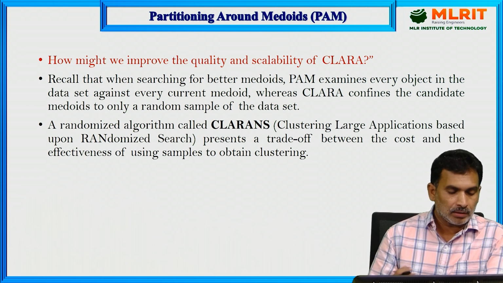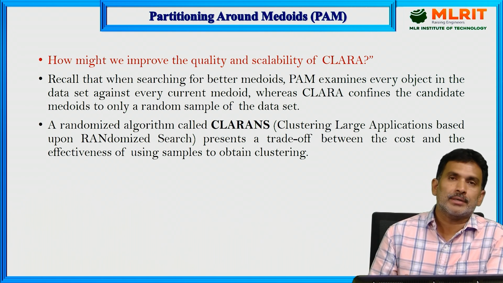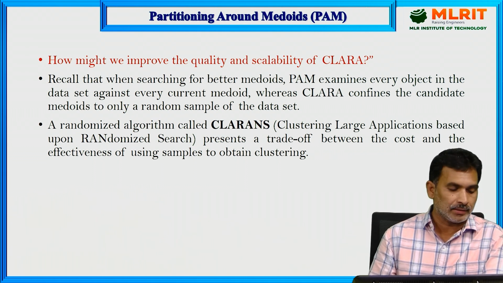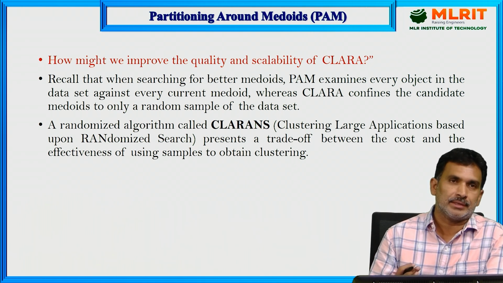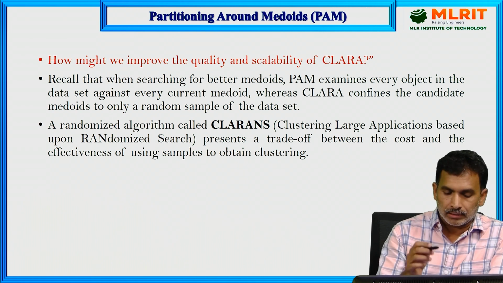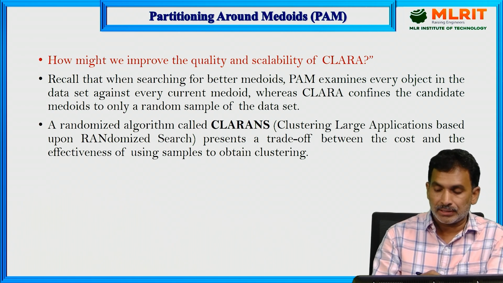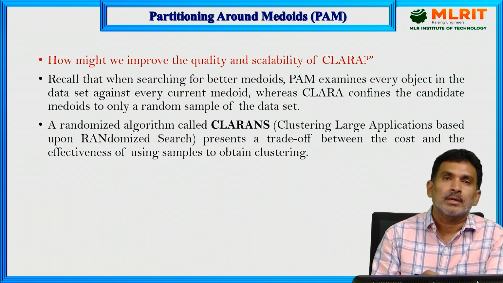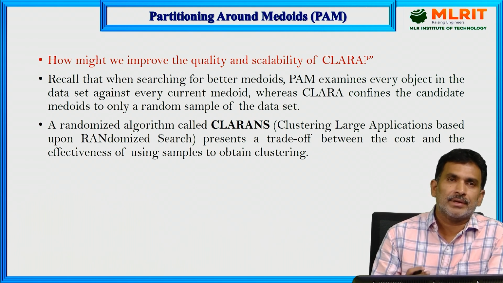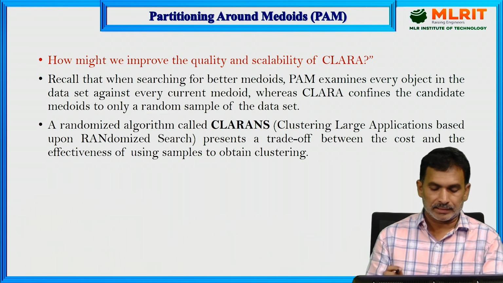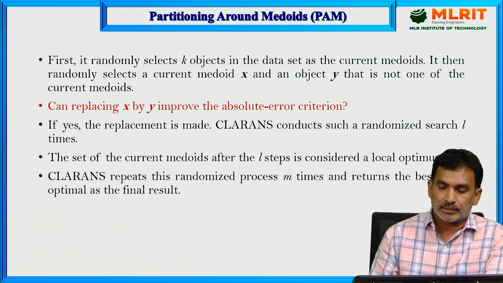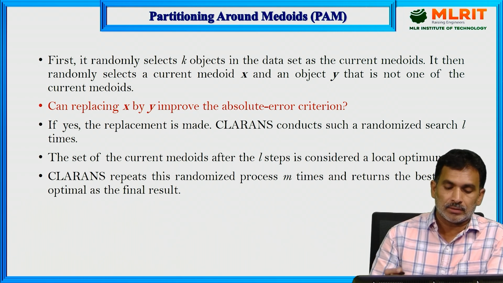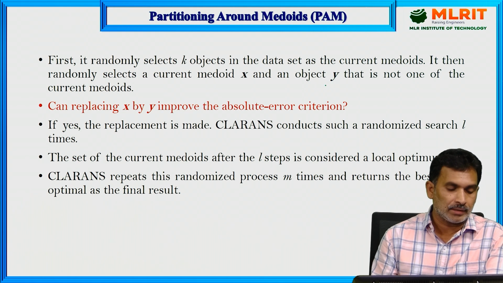How might we improve the quality and the scalability of CLARA? Recall that when searching for better medoids, PAM examines every object in the data set against every current medoid, whereas CLARA confines the candidate medoids to only a random sample of the data set. So a randomized algorithm called CLARANS, clustering large applications based upon randomized search, presents a trade-off between the cost and the effectiveness of using samples to obtain the clustering. First, it randomly selects k objects in the data set as the current medoids. It then randomly selects a current medoid x and an object y that is not one of the current medoids.